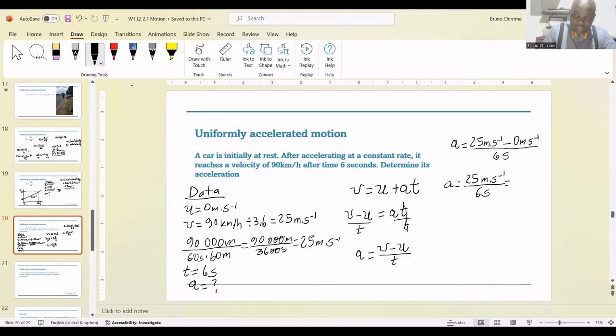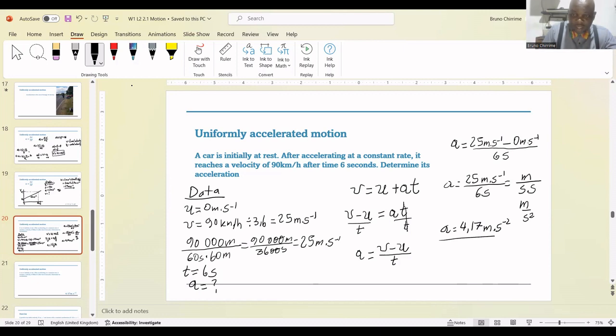So what is the value? 25 divided by 6 will give us 4.17 meters per second squared, rounded off from something like 4.16666. So that is the answer, folks. So you can see how we can apply the second equation of motion to solve problems of accelerated motion whenever the acceleration is uniform.